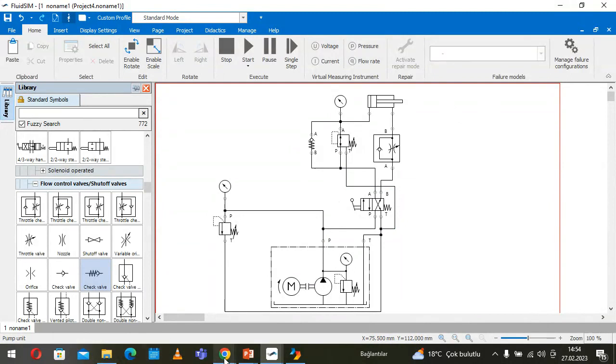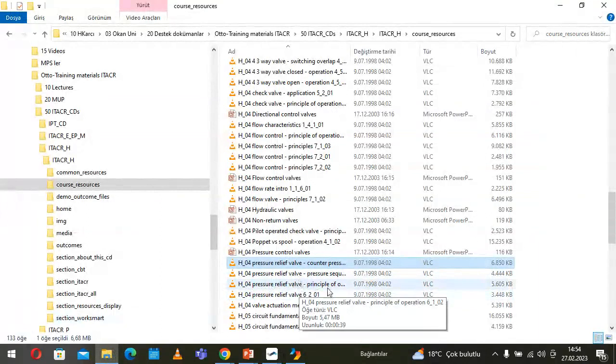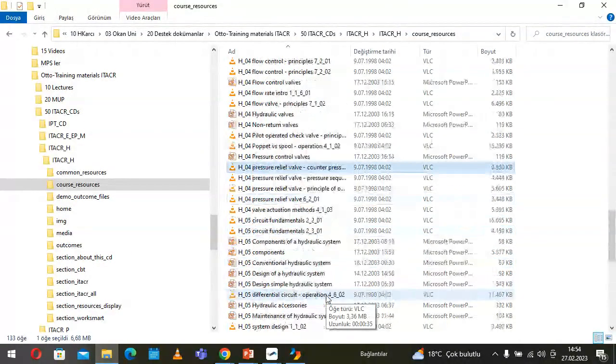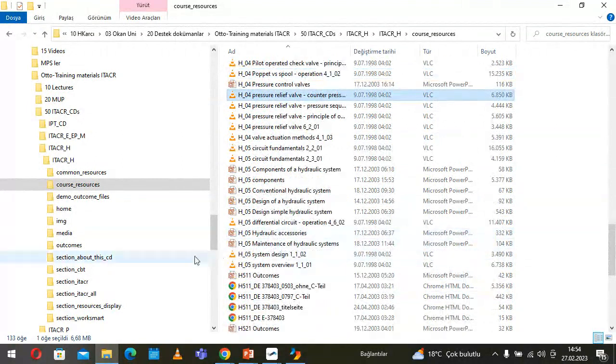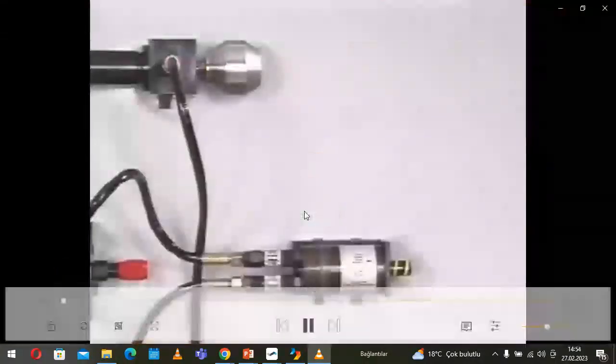Okay, let's check whether we have some videos about it. So, pressure relief valve we already have seen, but maybe once more. Pressure relief valve.